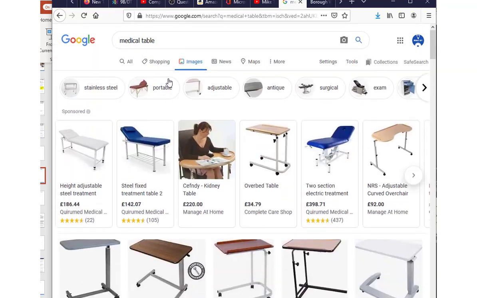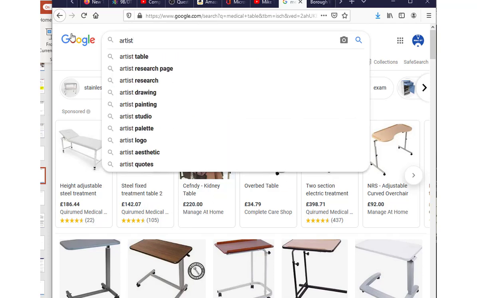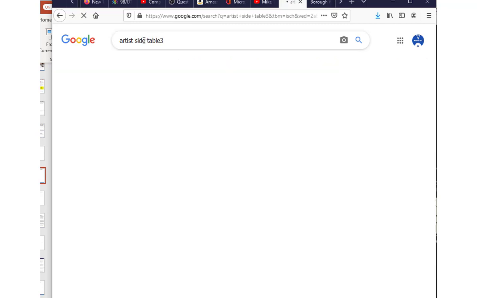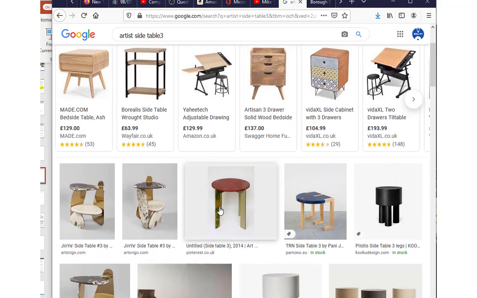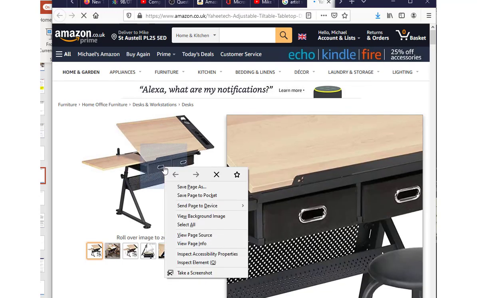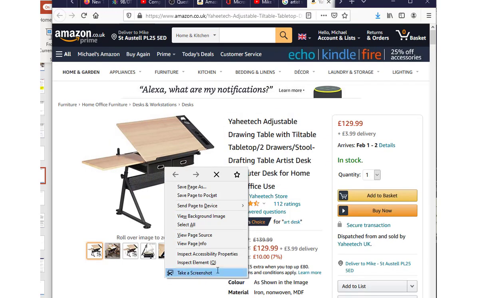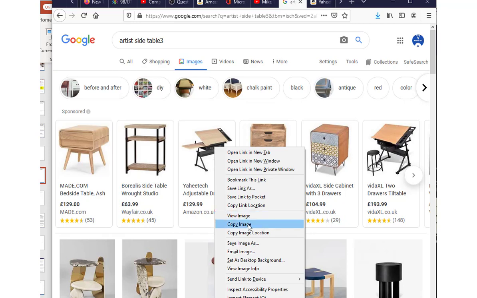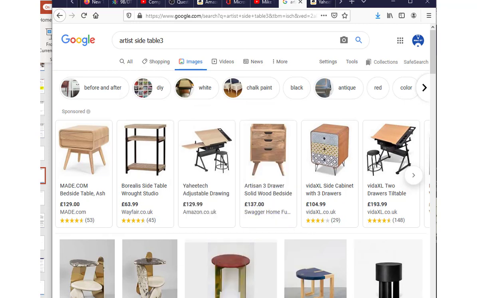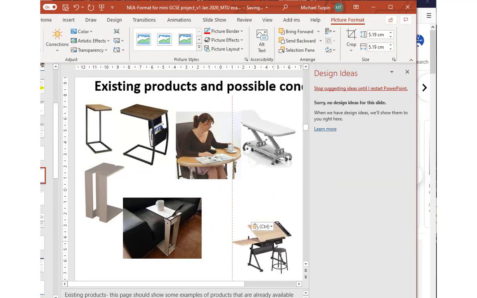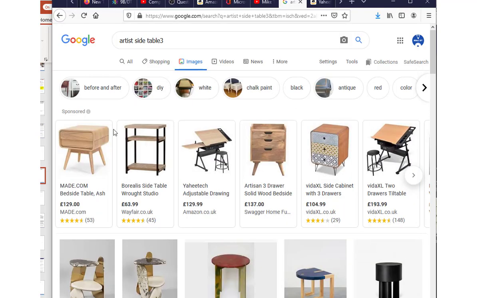Let's do an artist's side table. Right, so this guy's an architect, and let's see what we get there. So as an architect, he's probably going to want certain things that an artist's table might include. That's quite funky, look at that. That looks like a really badly made product to me. Yahi Tech adjustable drawing tiltable tabletop, quite a product, but looks really interesting. That's got tiltable, and I can't quite work out what those sections are over there.